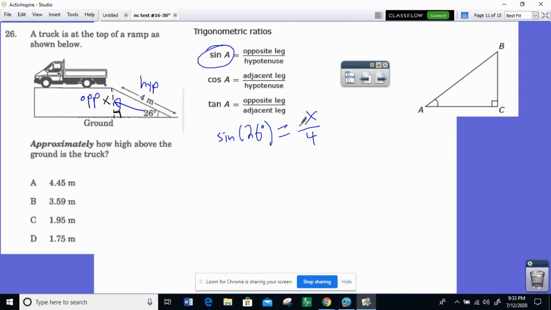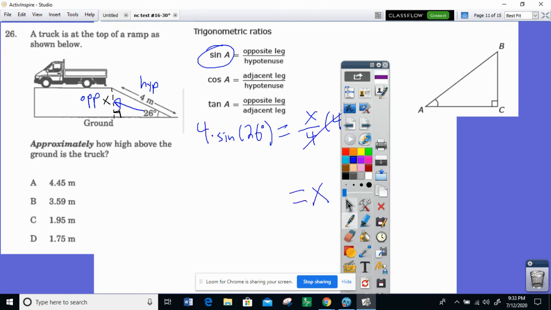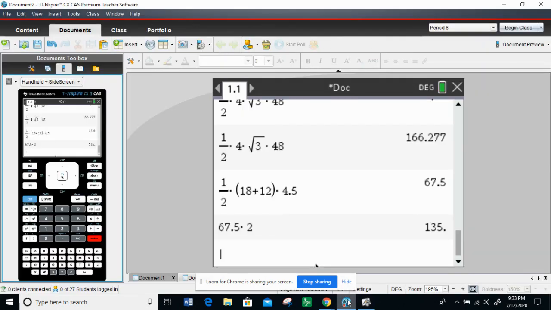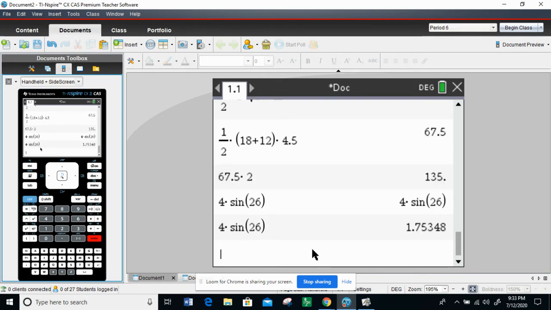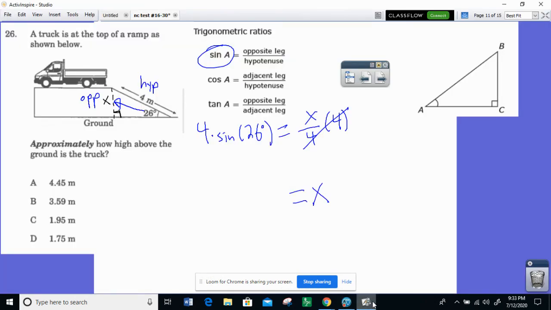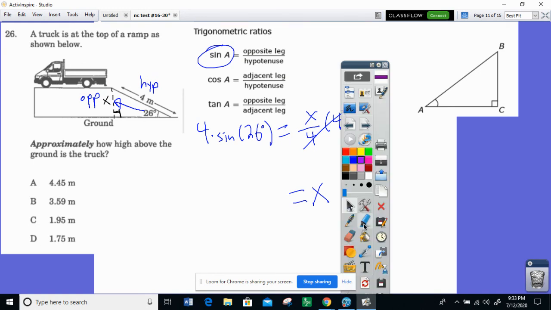So once we've got this equation set up like this, it's actually really, really simple. We just need to get x by itself. So what's the opposite of dividing by 4? That would be multiplying both sides of this equation by 4. So x is going to be, in our calculator, 4 times the sine of 26 degrees. And as a decimal, that's going to come out to be 1.75, which is how we get the 1.75 meters.